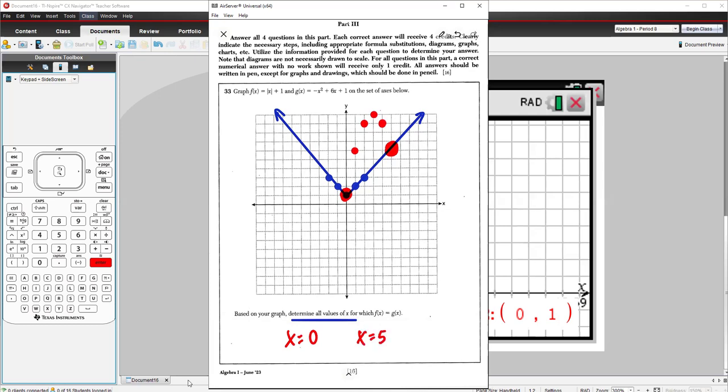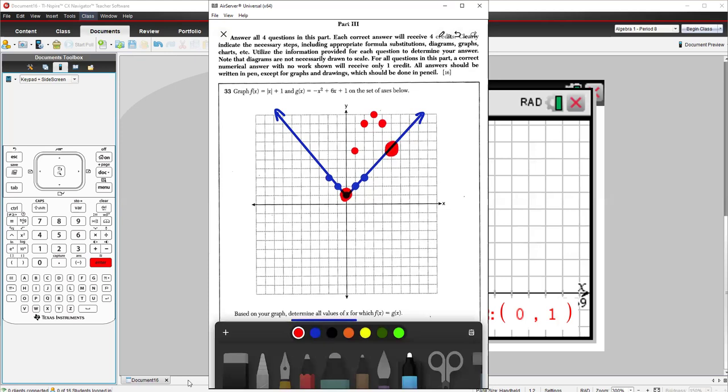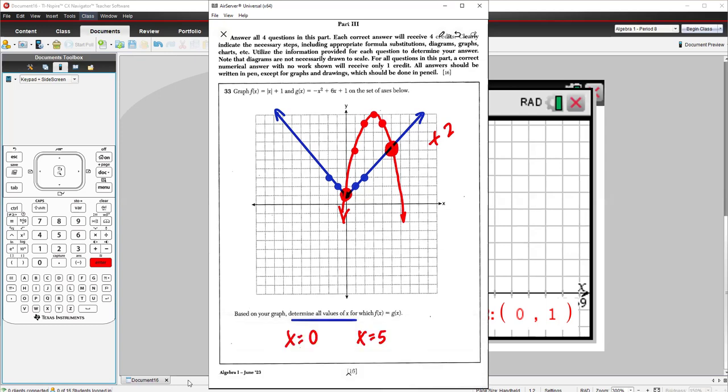Now to finish this off, I'm just going to try to draw the best line that I can coming through here. Make sure you put your arrows on it, and that's it. Now it doesn't have to be perfect, but you have to plot some points so they can clearly see that you put some points in there. Then down here, I just put x equals 0, x equals 5. I don't put any y values because they didn't ask for any y values.